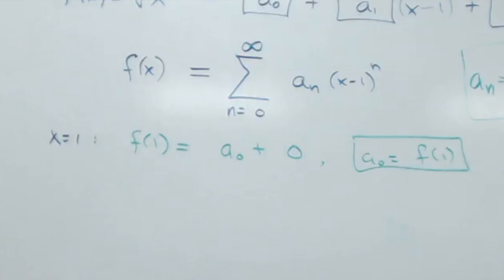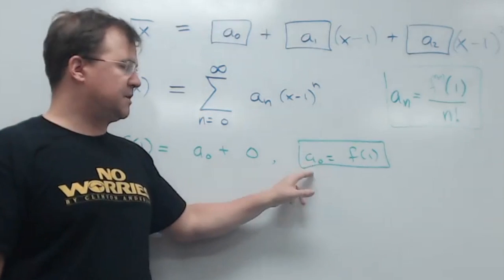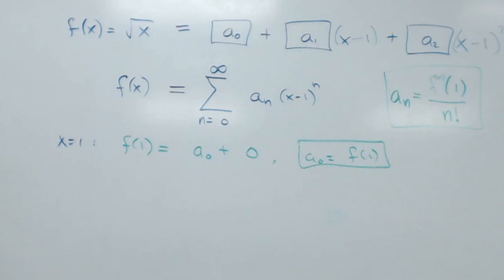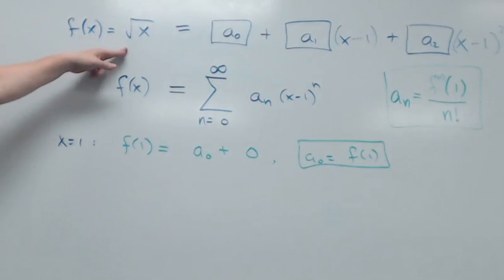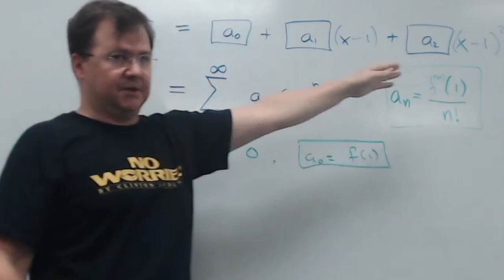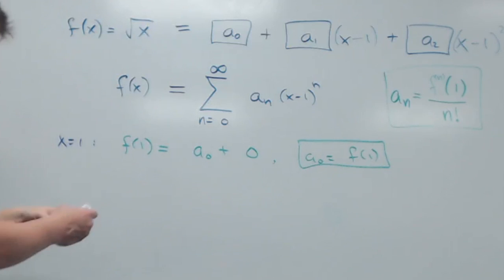So for any Taylor series centered at 1, you can safely say that the constant coefficient will definitely be the function you're interested in evaluated at 1. For the square root function, a0 will be 1, because the square root of 1 is 1. But I'd like to know what all the rest of these coefficients are. How am I going to do that?